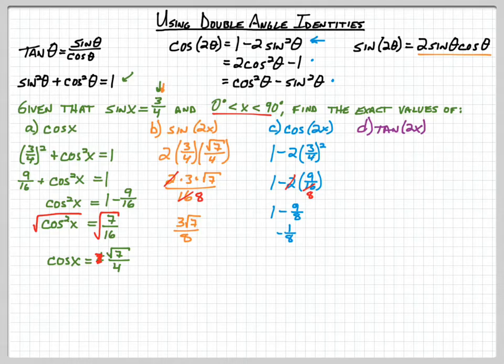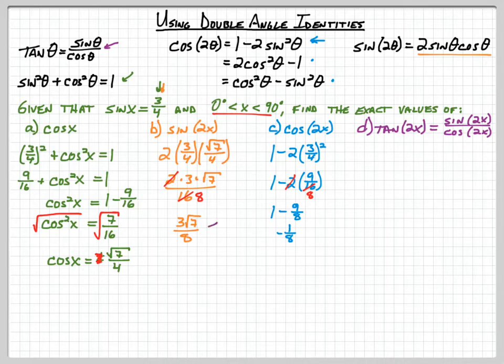All right, let's look at the last one, tangent of 2x. We've only got one possibility for tangent of 2x, and that's going to be our original identity, sine theta over cosine theta. Instead of using sine theta and cosine theta, we're going to use sine 2x over cosine 2x. It's all still proportional, whether it's a double angle or not. So we can do this and have the ratio of these two values.